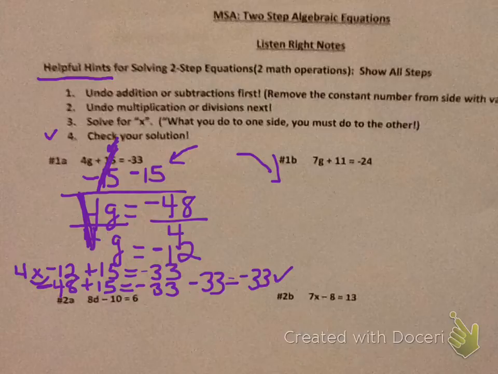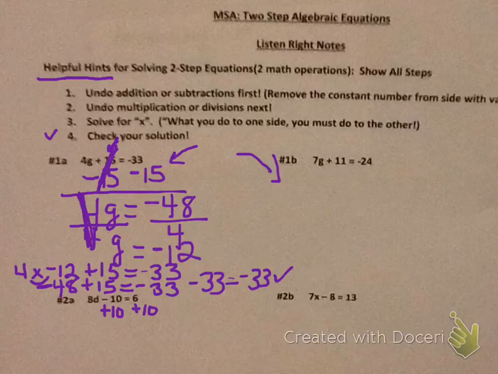All right, now looking at example 2A. We have in this example the two operations of multiplication and subtraction because it reads 8 times D minus 10 equals 6. So going back to our helpful hints, since we have subtraction, we are going to do the inverse, or undo subtraction first, and the inverse of subtraction is addition. So we want to add 10 to both sides. So I'm going to write that in, and I'm going to try to write a little bit smaller so I have enough room to fit it all in.